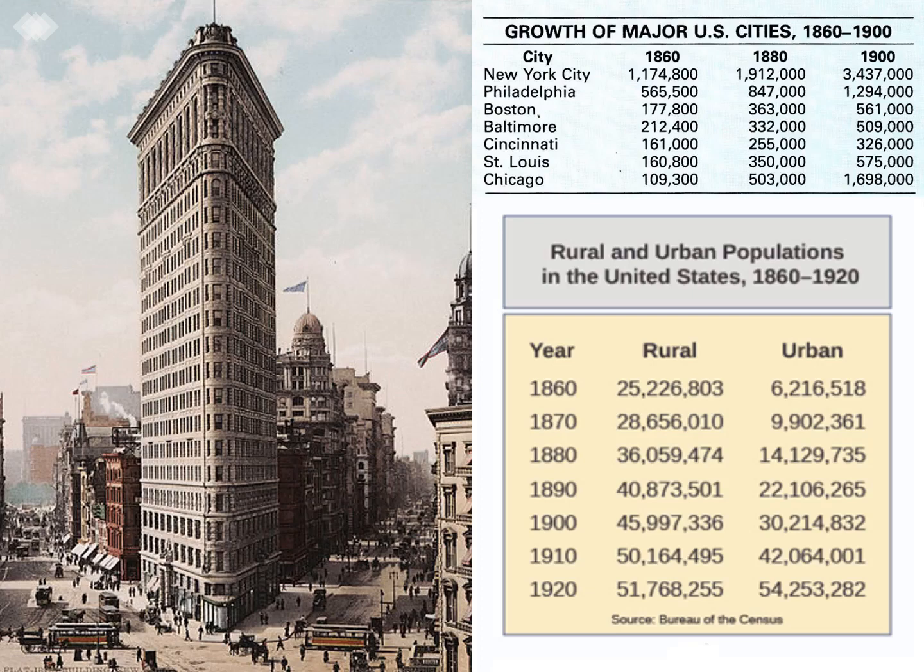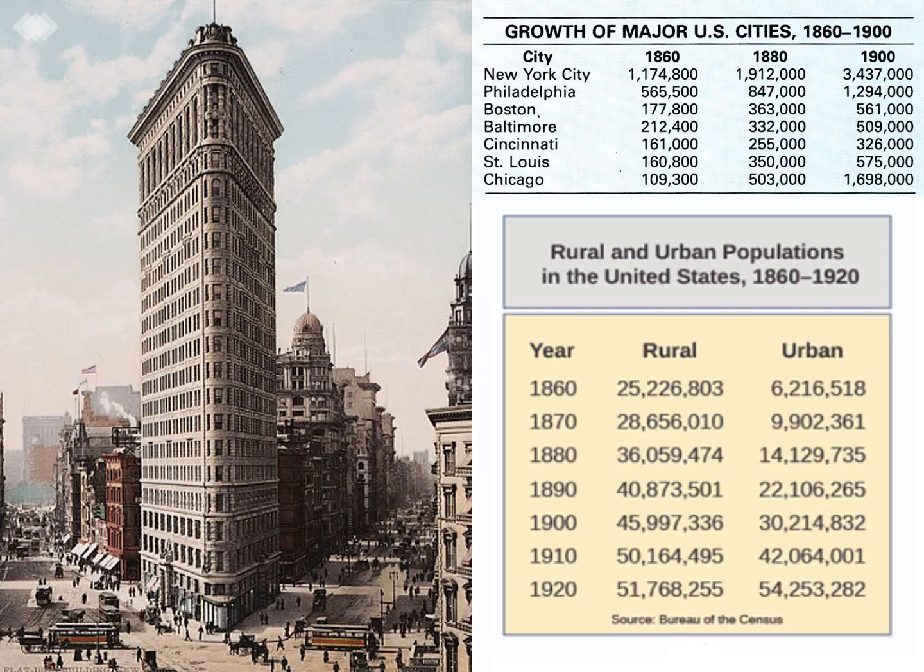Even when we talk again about this shift from rural to urban populations, in 1860, about 25 million of our 30 million Americans, more or less, were rural, and about 6 million were urban, that means lived in urban centers. By the time we get to 1900, it shifted significantly. We're still primarily rural, but we're getting close to half and half. 46 million people are rural, but 30 million people are urban.